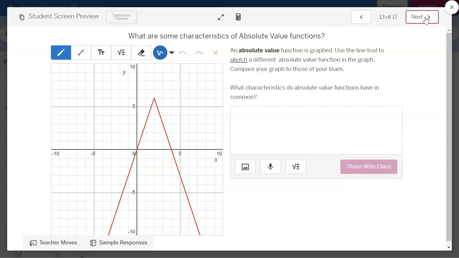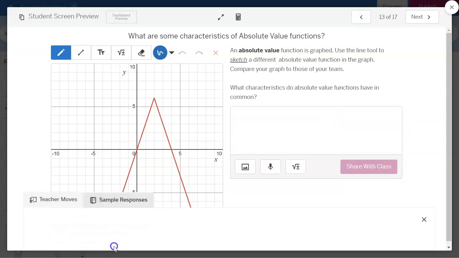Here's an absolute value function. I'm asking them to use the line tool to sketch another absolute value function. This is going to tell you a lot about if they get it. It's a V-shaped graph. They've already been working with these in the prior lessons, so they probably remember the V-shape from that assignment. But they do need to make some sort of absolute value function, try to make it different from your teammates. They can compare graphs, talk about it, and what do they all have in common.